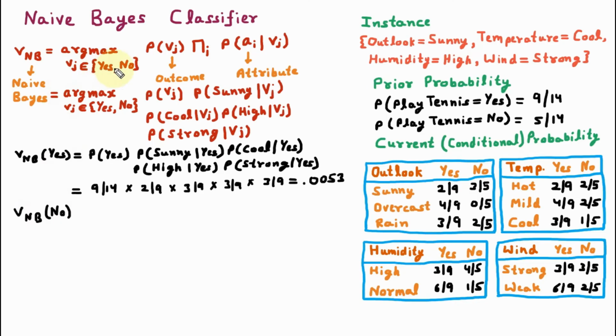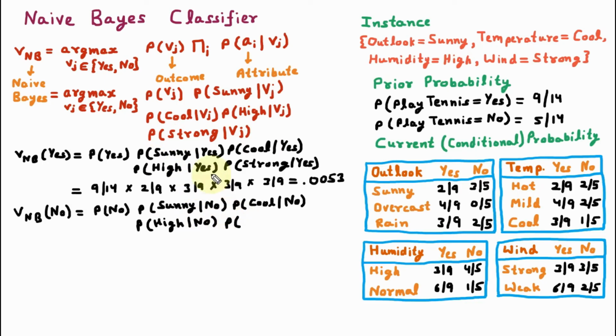Now take the naive Bayes equation for no. So here Vj is taken as no, that means put all the no in the Vj. So it will be equal to the probability of no multiplied by probability of sunny given no, into probability of cool given no, and probability of high given no, multiplied by probability of strong given no.